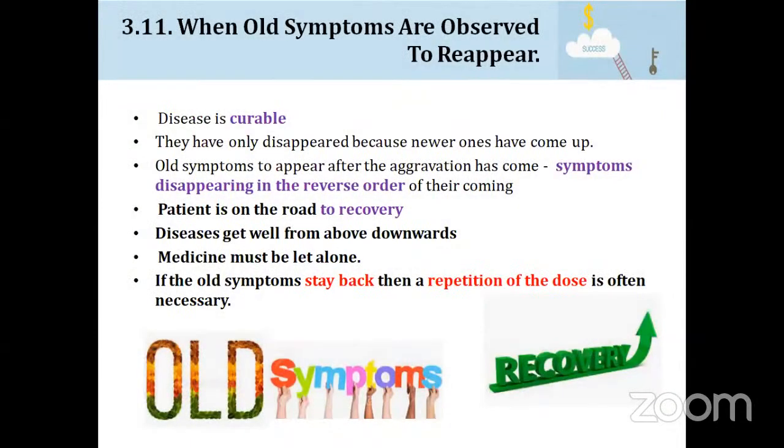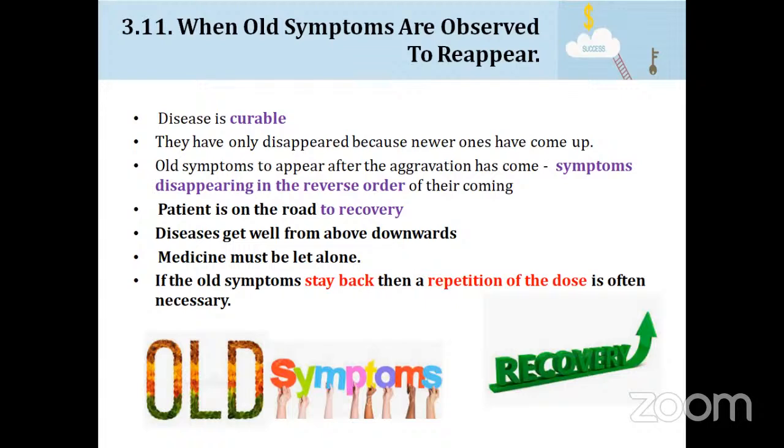Next is the 11th observation, where Kent is saying that the old symptoms are appearing. So what does it tell when old symptoms are reappearing? It means that the disease is curable. They have only disappeared because the newer ones have come up. Old symptoms appear after the aggravation has come. The symptoms are disappearing in the reverse order of their coming. The patient is on the road to recovery, and usually diseases get well from above downwards. So medicine must be let alone.